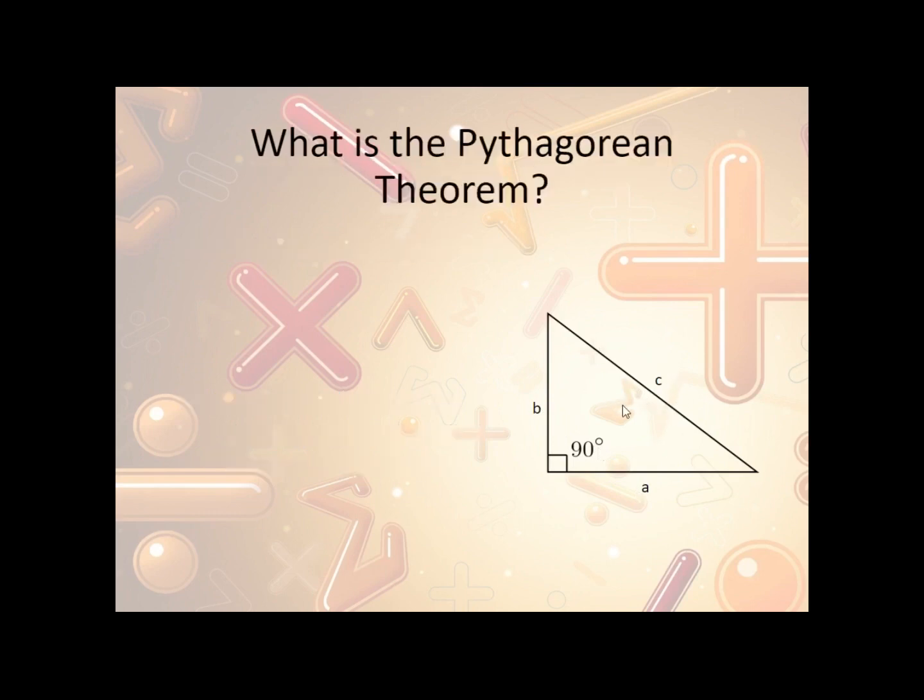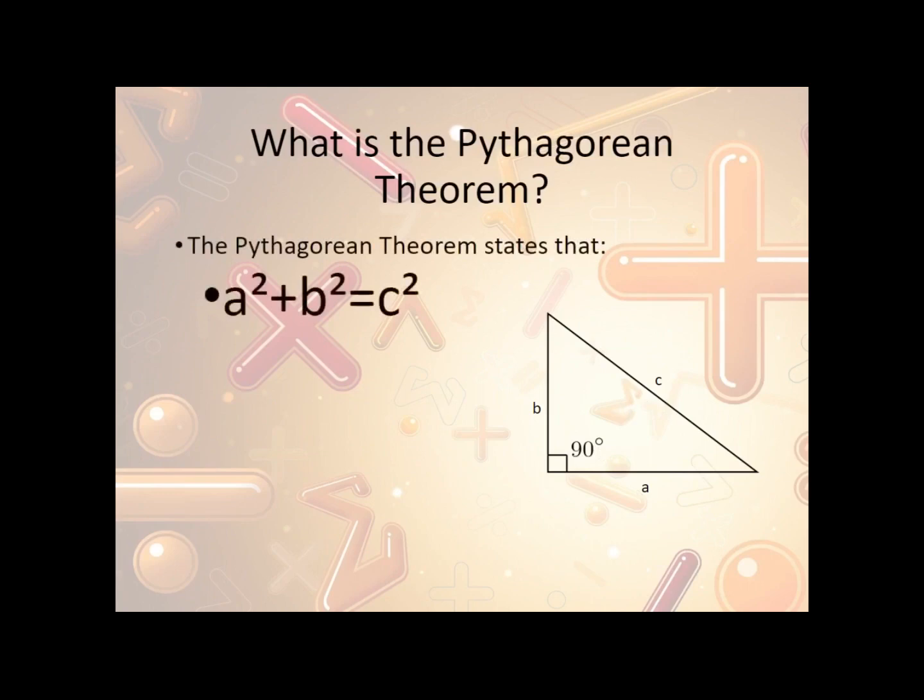So what is the Pythagorean theorem? The Pythagorean theorem states that A squared plus B squared is equal to C squared. So the square of this side length and the square of this side length is equal to the square of this one. If we simplify it and just try to find C, that means C is equal to the square root of A squared plus B squared.